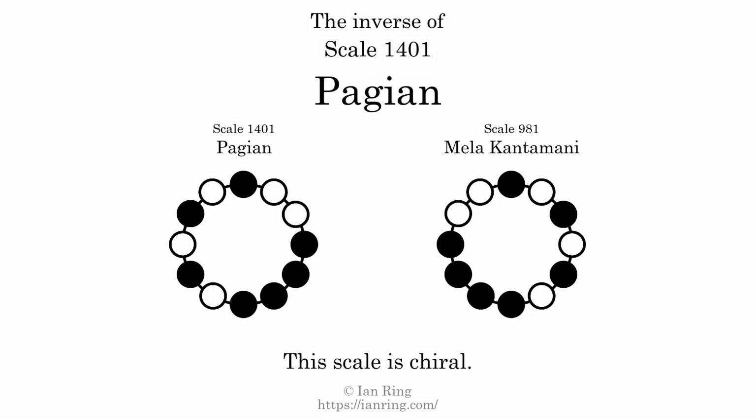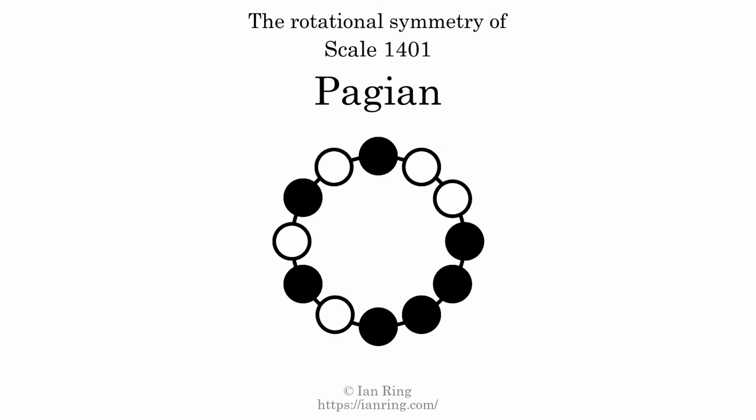The inverse of a scale is a mirror image. It is what you get when the sequence of intervals is reversed. The inverse of this scale is scale 981, also known as Miller-Cantamini. This scale is chiral. It cannot transform into its inverse by rotational transformation. This scale has no rotational symmetry.